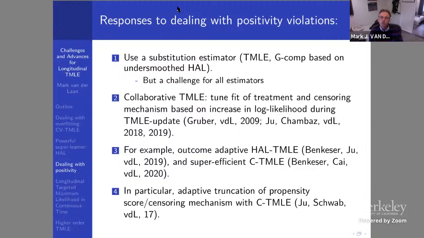But there's also a way to do it adaptively. And we have, in particular using, again, this collaborative TMLE criteria to do that, in work with Cheng Ju and Josh Schwab. We worked on evaluating using collaborative TMLE to do the truncation and again showing great gains relative to other approaches.